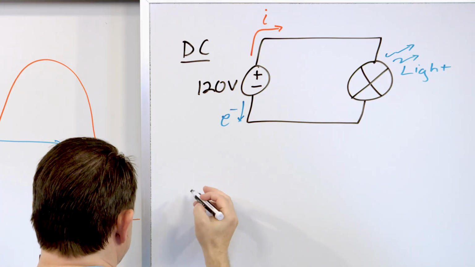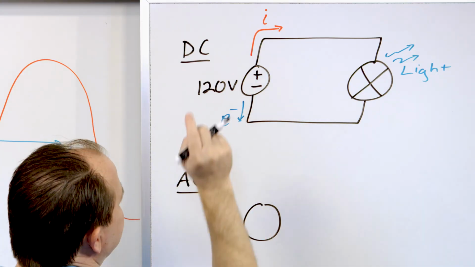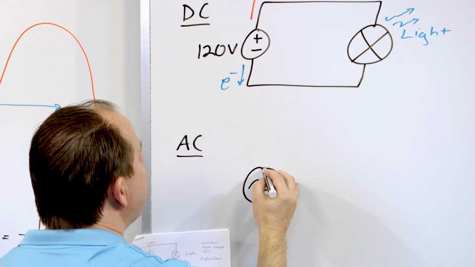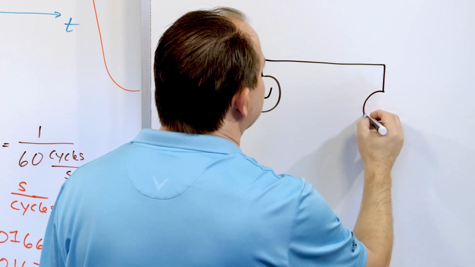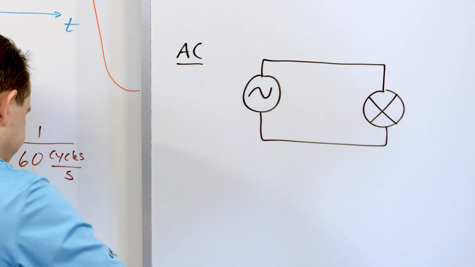Now, let's look at AC. Alternating current, right? So instead of plus minus, you could put plus minus there, but often what you see is a little sine wave inside of there to remind yourself that this is an alternating current source. So what you have is a light bulb, which I'll just draw, same story here. There's your light bulb right there.